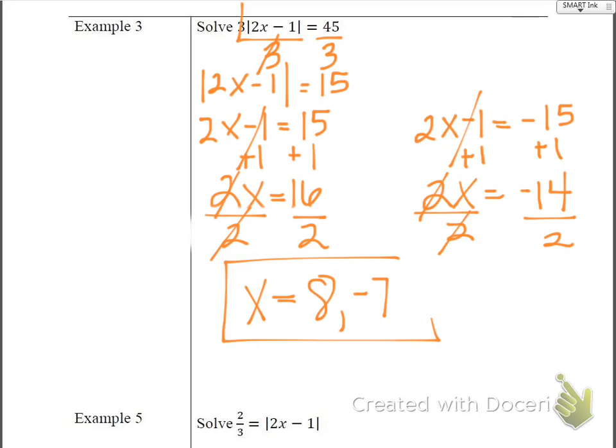Is it okay to have a negative on the inside of the absolute value? Yes, it's totally okay. A lot of times I have students that freak out when they get a negative answer. Don't freak out. It's okay because that x is going inside the absolute value. So it's okay to have a negative as your answer to the absolute value equation. Okay? You just can't have a negative on the right-hand side of the equal sign. So that is example 3.